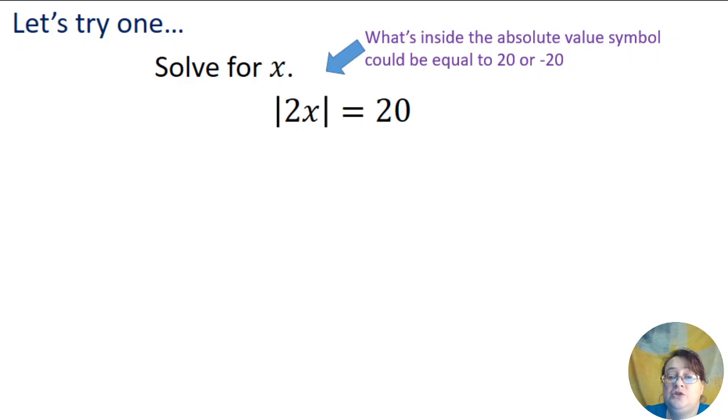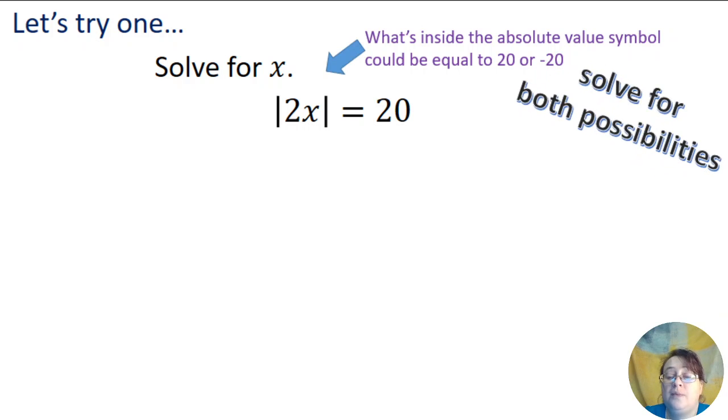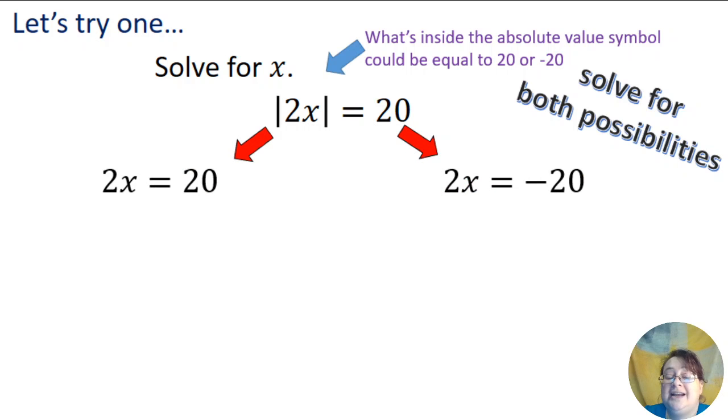So what we have to do is solve for both possibilities. So here I split this problem in two. I'm going to take that 2x and drop my absolute value bars, and I'm going to set it equal to 20. I'm also going to set it equal to -20 because we know it has to be equal to one of those two numbers. And then I'm going to solve them both.